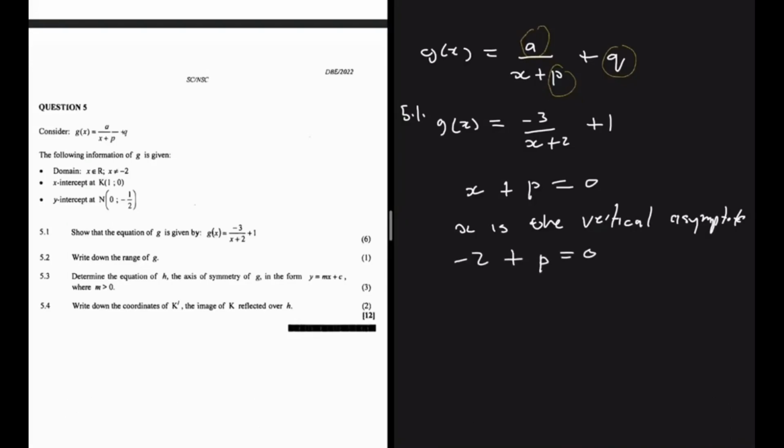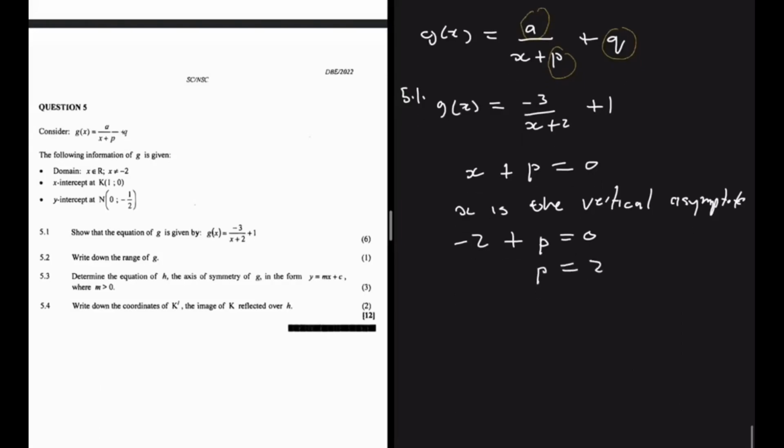Why are we saying it's minus 2? We're saying it's minus 2 because our domain is everywhere else except at minus 2. So our graph cannot touch x equals minus 2. So if we solve for p from this, we're gonna get p equals 2, right?